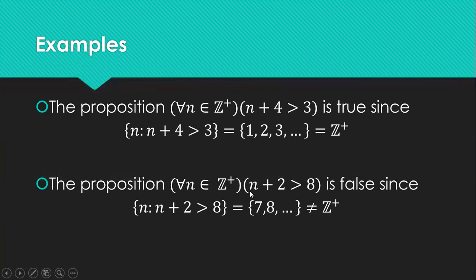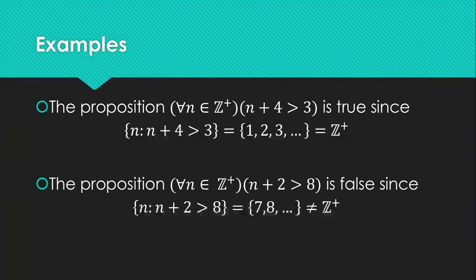So, say for example, we have n = 1. If we have 1 + 2, it's not greater than 8. So, it will become false. Because not all elements of the set of positive integers are true for the propositional function. That is why this statement is actually false. Let me reiterate: for the universal quantifier, all of the elements of the given set should satisfy the given propositional function.